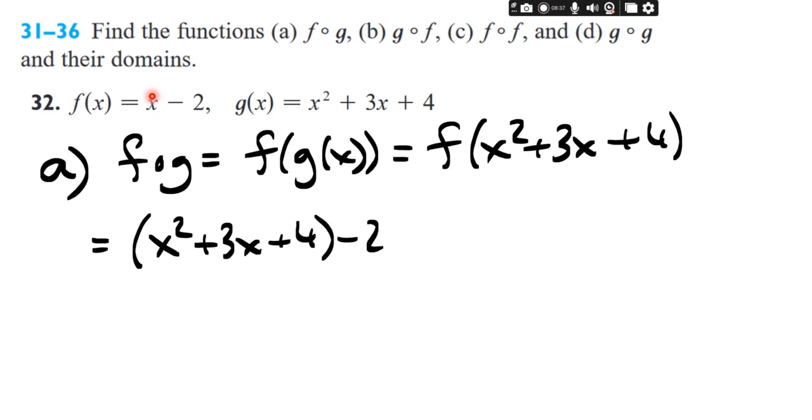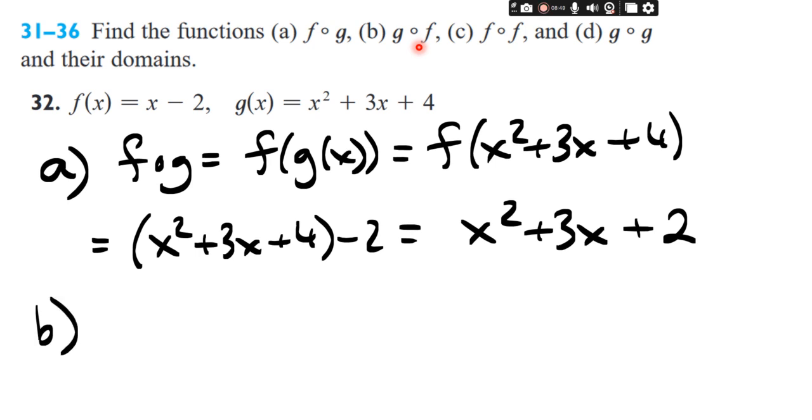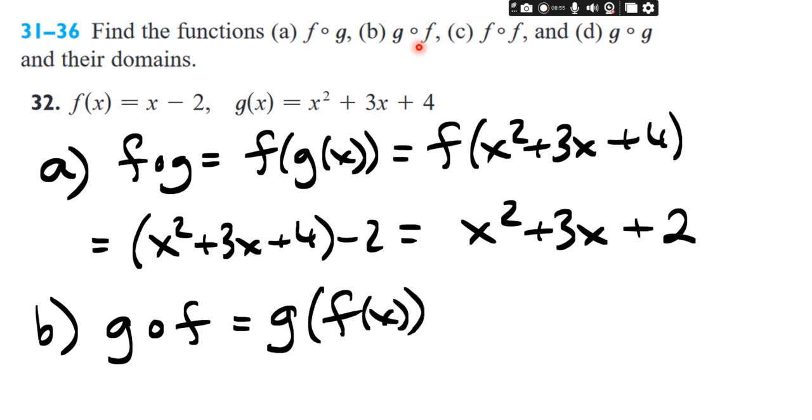All right, so what happens if you go the other way? Oh, that's right. We do have to simplify here. And how about a plus 2? Okay, let's go the other way for b. This is g of f here. So g of f. And so what we do is we say now f is actually sitting inside g.